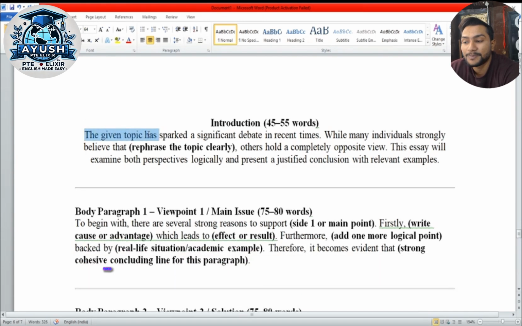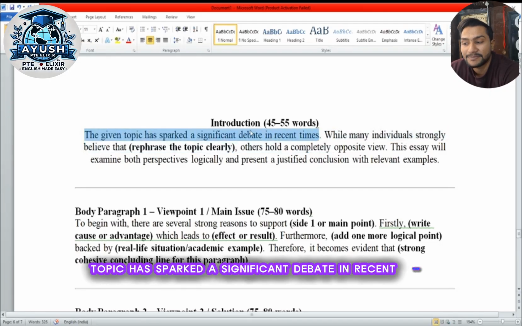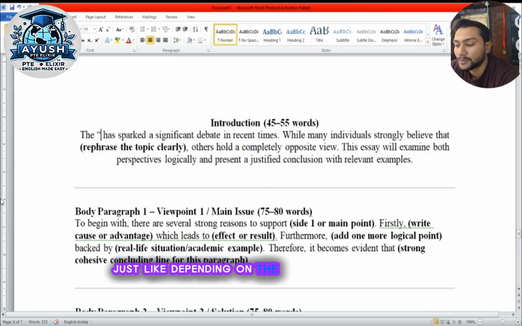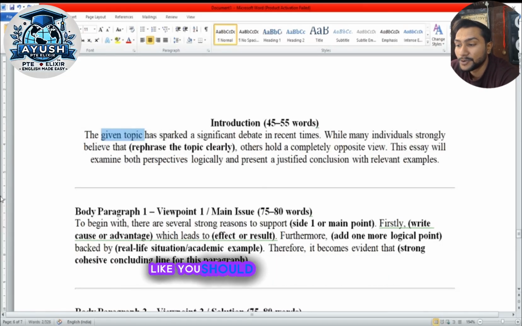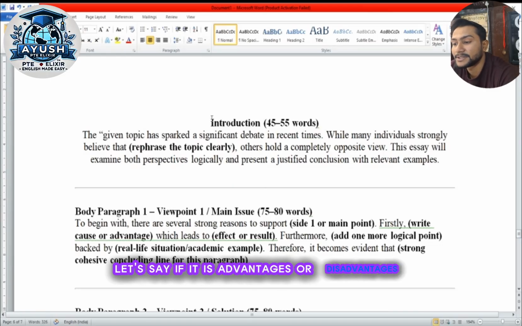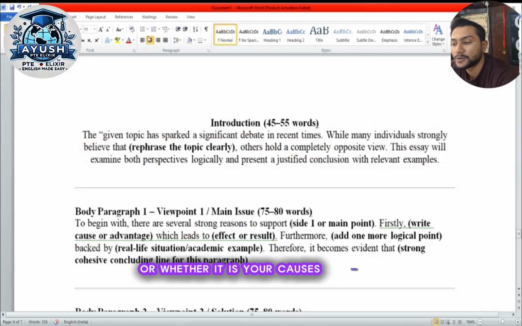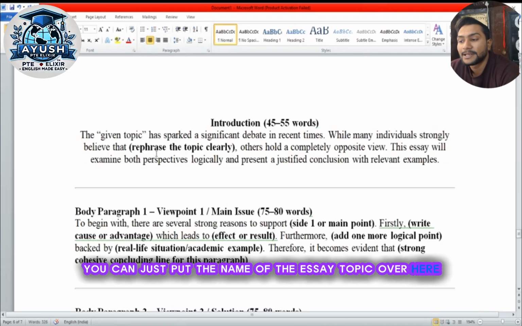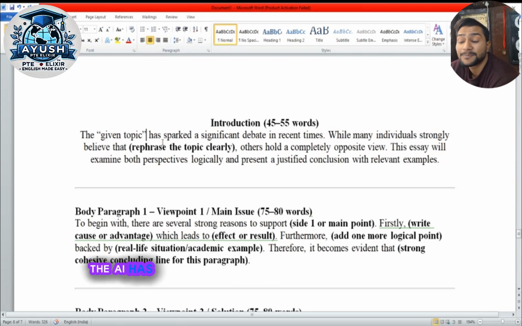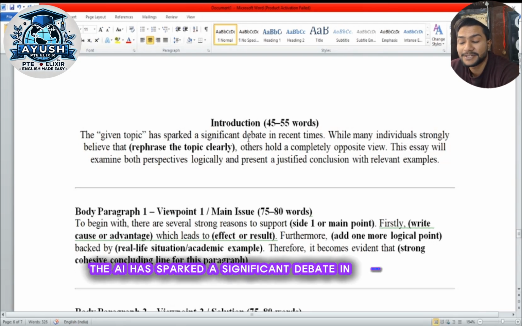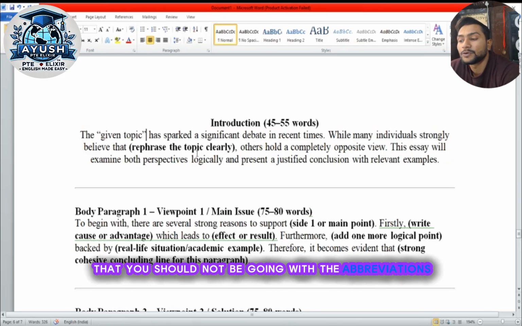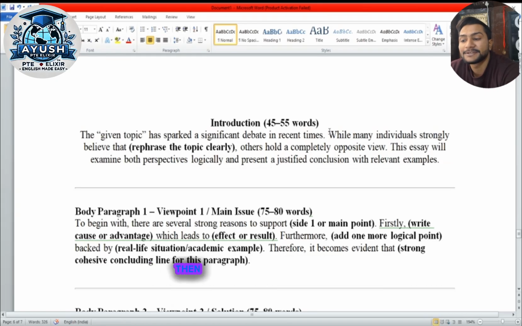You can say, the given topic has sparked a significant debate in recent times. You can replace this given topic with any other word, depending on the topic that you have. Let's say if it is advantages or disadvantages, or causes, problem solutions, or whatever, you can just put the name of the essay topic over here, like, AI has sparked a significant debate in recent times. One more thing I would like to add is that you should not go with abbreviations, always use the full keywords, right? Then comes the second line.